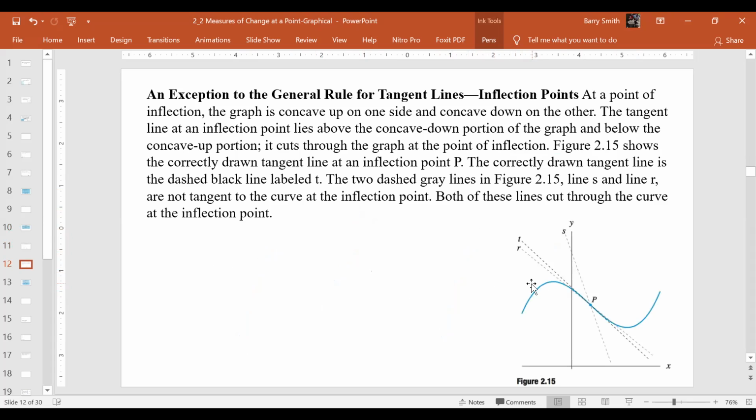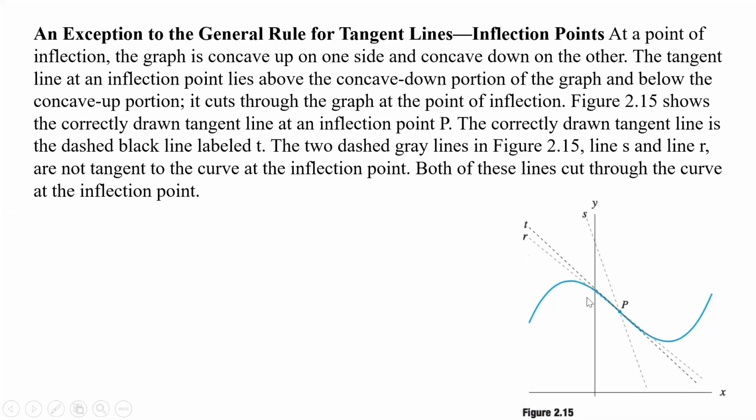Okay. Now, this is the exception with the inflection point, and they're showing some wild possibilities for drawing tangents. And S, that's not how you're going to write a tangent. And the R here, if we make this a bigger screen, maybe it helps a little bit, we can see that the R is cutting through the curve here, then going through the point P, and then cutting above the curve here and going on. And that's not what we want.